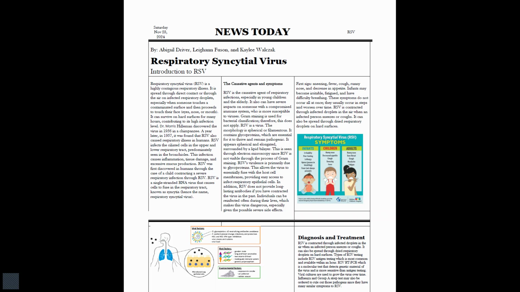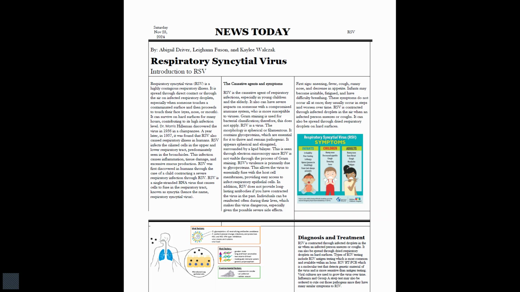RSV is a single-stranded RNA virus that causes cells to fuse in the respiratory tract, known as syncytia, hence the name respiratory syncytial virus. The causative agents and symptoms. So RSV is a causative agent of respiratory infections, especially in young children and in the elderly. It also can have severe impacts on someone with a compromised immune system who is more susceptible to viruses.